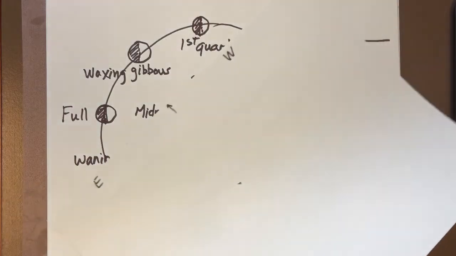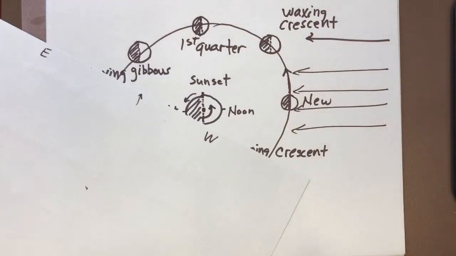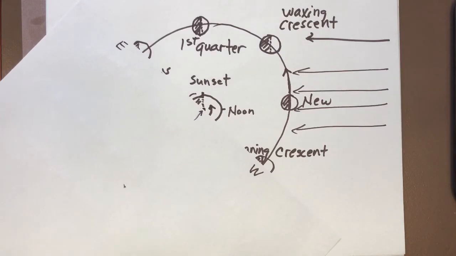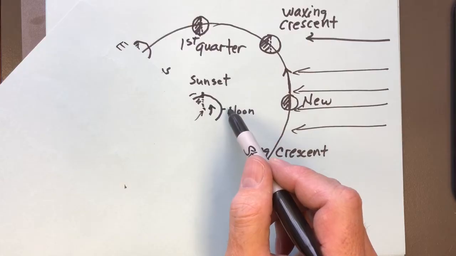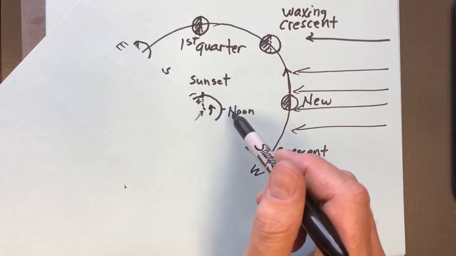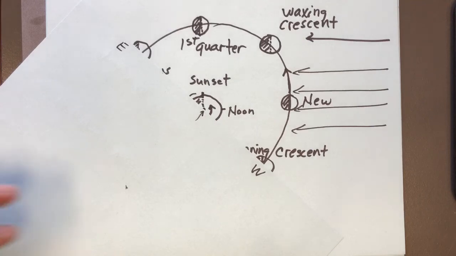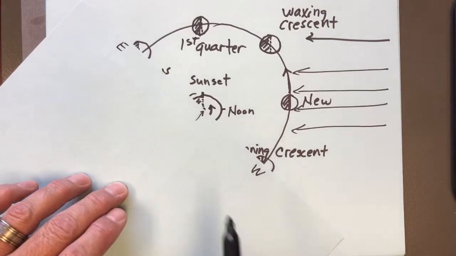Okay, so let's say it's 3 o'clock in the afternoon. Okay, how do I show that? 3 o'clock in the afternoon is about sometime halfway between noon and sunset. So I'm going to put it right there.